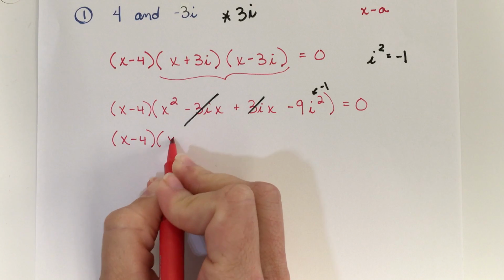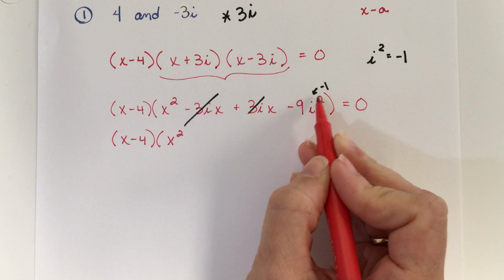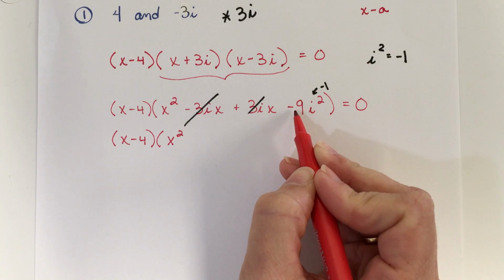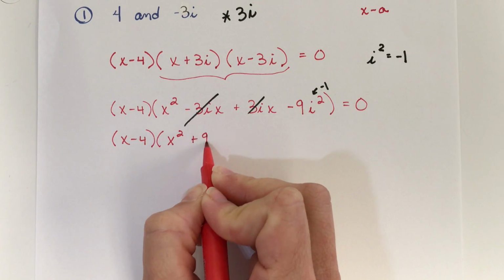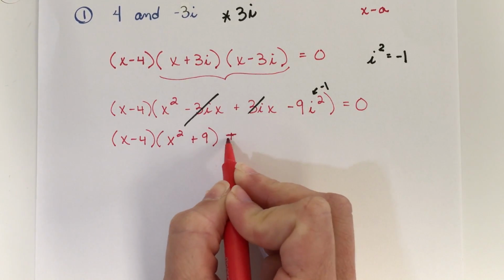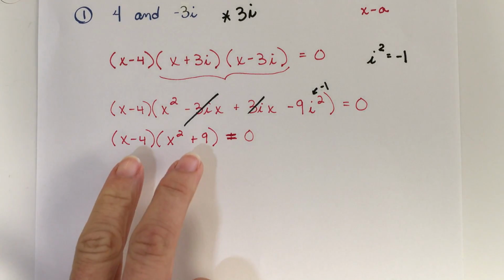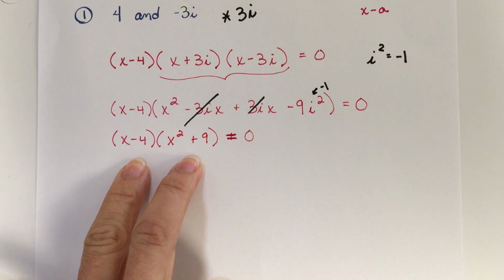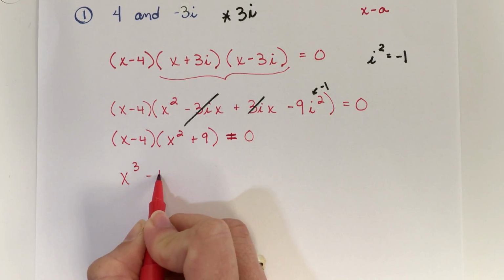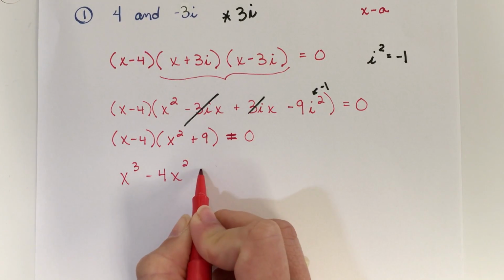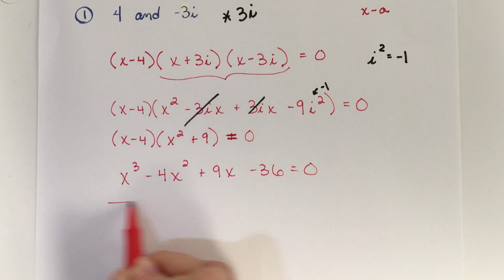Okay, so I'm going to bring down the x squared. So here's what's going to happen with this. This is now a negative 1. So I've got a negative 9 times a negative 1, which is going to give me a positive 9. Okay. Now, last, multiply these two out again, which is just the FOIL method. So if you FOIL this out, here's your answer.